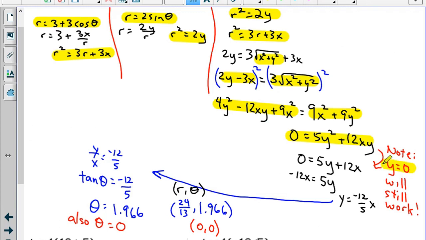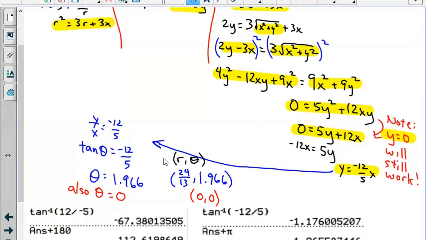So what I have here is 5y plus 12x equals 0. So when I solve that, I get y equals negative 12/5 x. I take that and I rewrite it as y over x equals negative 12 over 5, which, if I remember, y over x equals tangent of theta. That means tangent of theta equals negative 12/5.